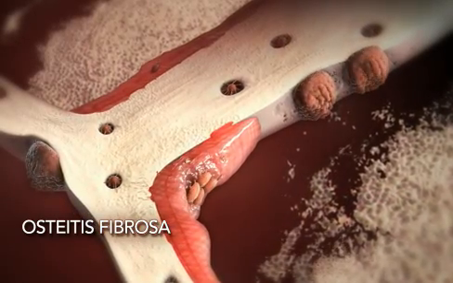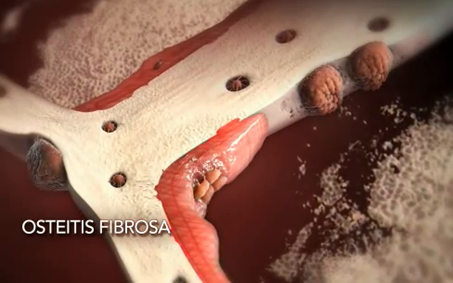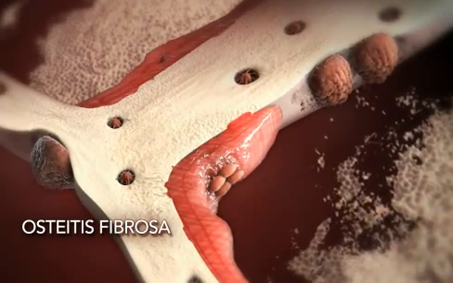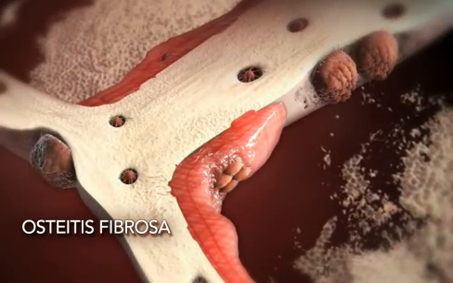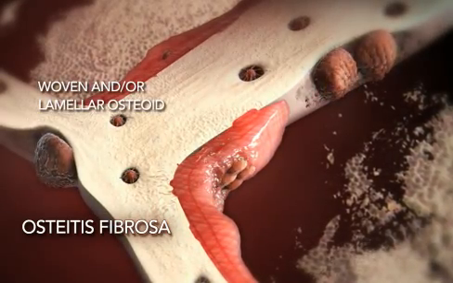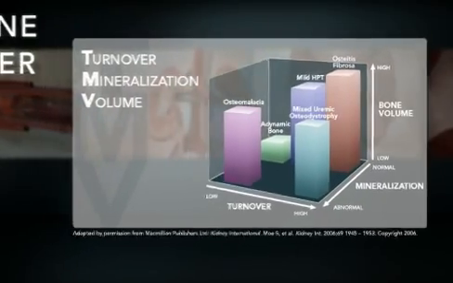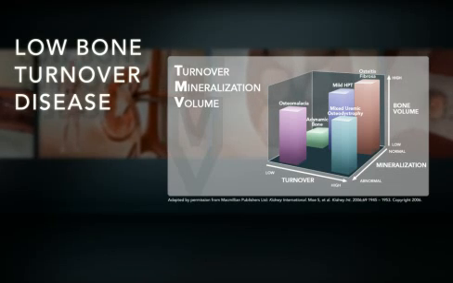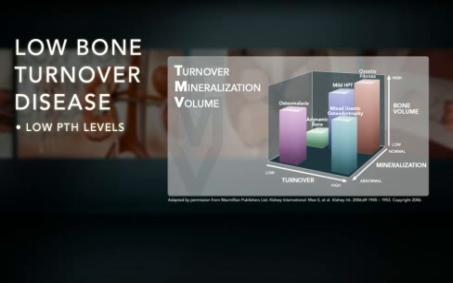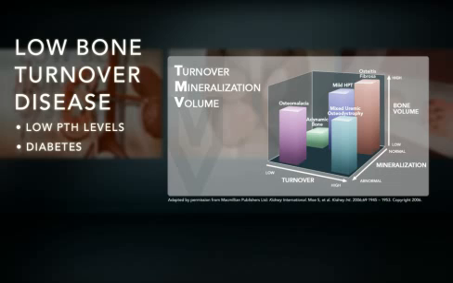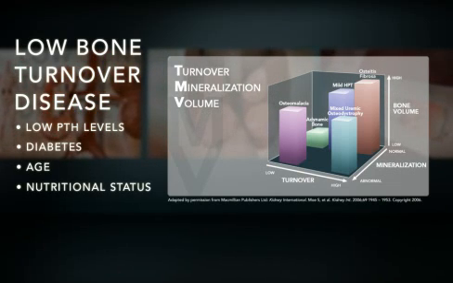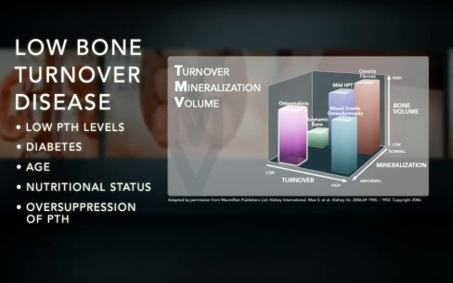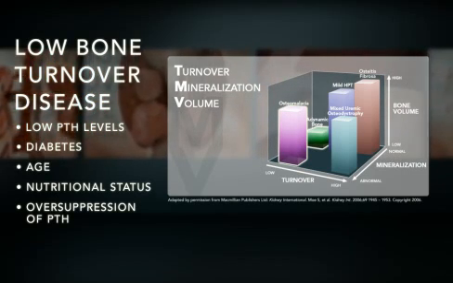Osteoid area and volume can increase as osteoid seams thicken due to overproduction of collagen by osteoblasts. Frequently, this collagen is disordered, resulting in an abnormal or woven osteoid. At the other end of the renal osteodystrophy spectrum is low bone turnover disease associated with relatively low PTH levels. This disorder is associated with diabetes, age, nutritional status, and oversuppression of PTH. Osteomalacia and adynamic bone disease are low turnover bone disorders.